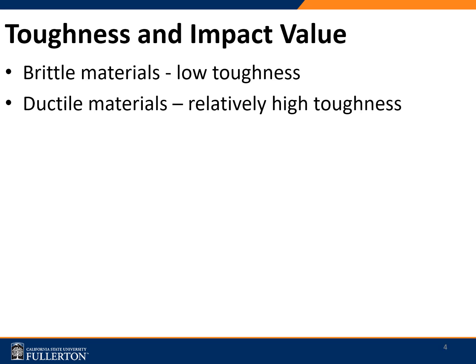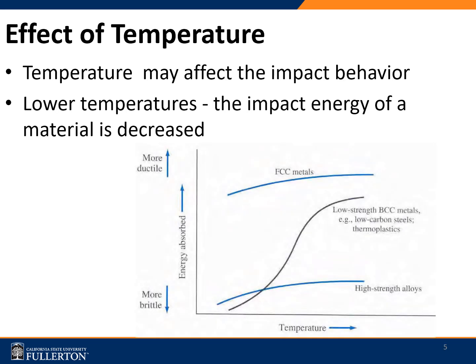Now the toughness, as we just mentioned, is the ability to absorb energy. For brittle materials, the toughness value is relatively lower as compared to ductile materials. The reason being, brittle materials can only absorb a small amount of plastic deformation and they consequently fail faster than a ductile material.